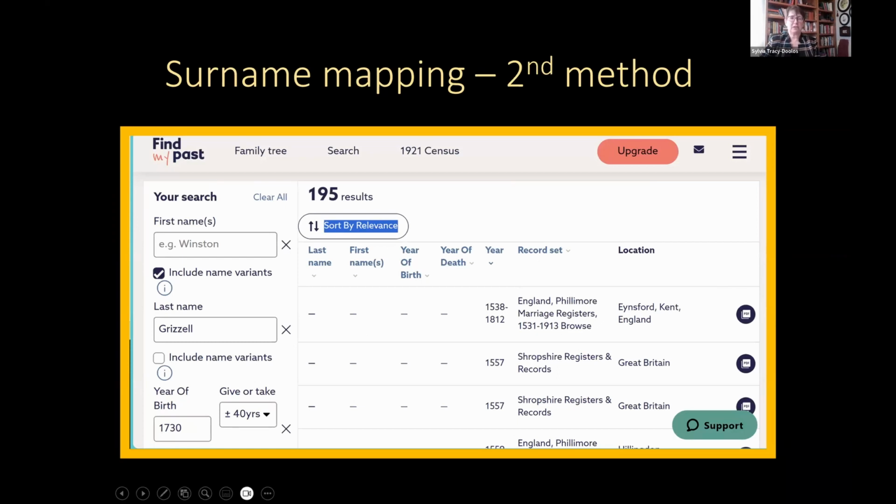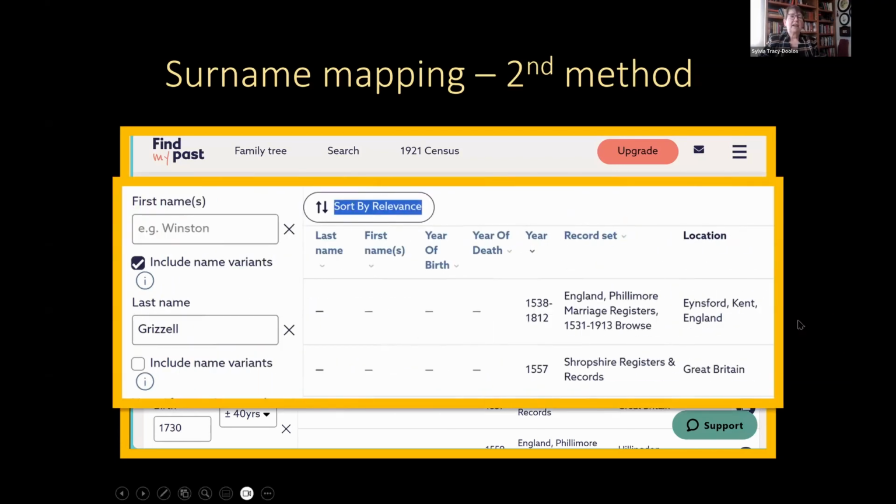So let me show you what that looks like. This is Find My Past, a site I use a lot with British Isles research because they tend to specialize in that region of the world. And I did a search just for the name Grizel. I'm going to blow this up a little bit so you can see it a little bit better. And you'll notice I did not click the include name variants.